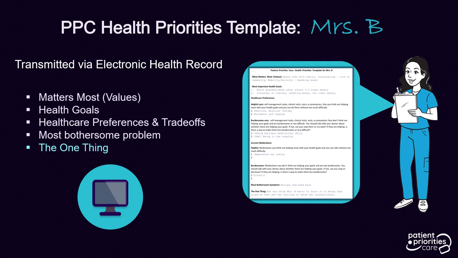In the final step, the patient identifies the one thing, a health problem, symptom, or other item that they most want to focus on initially because it's interfering with their health outcome goals. The one thing helps you and the patient get started in aligning care with their priorities.